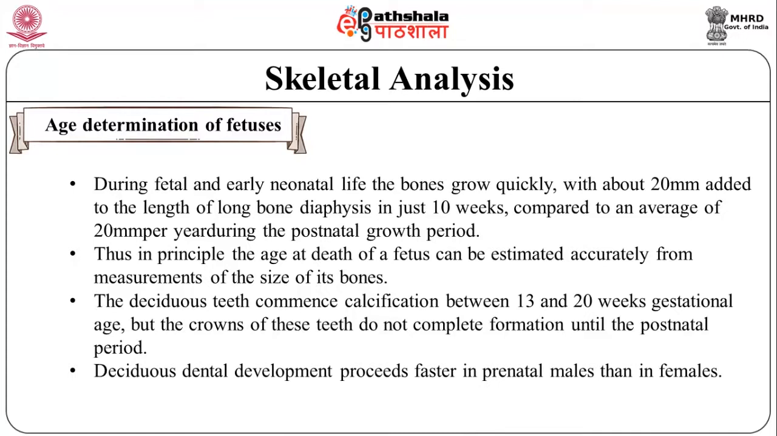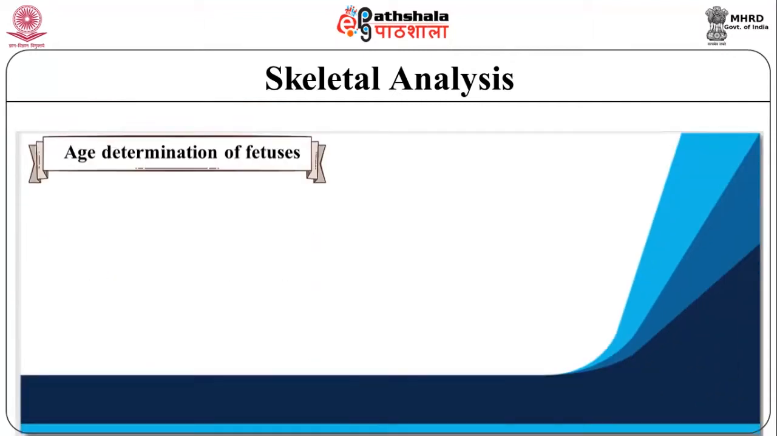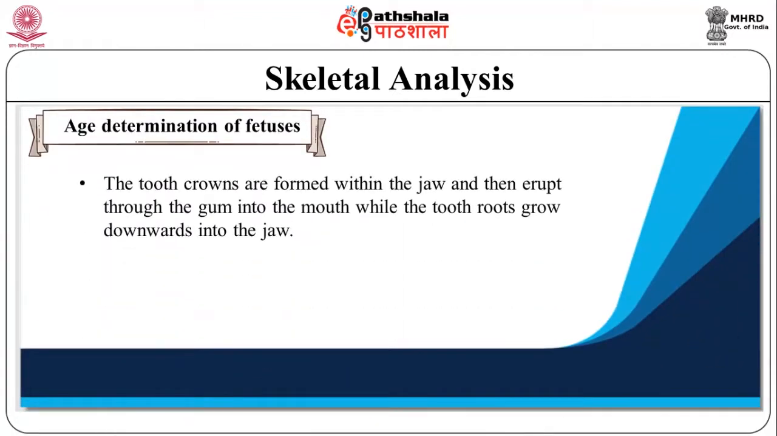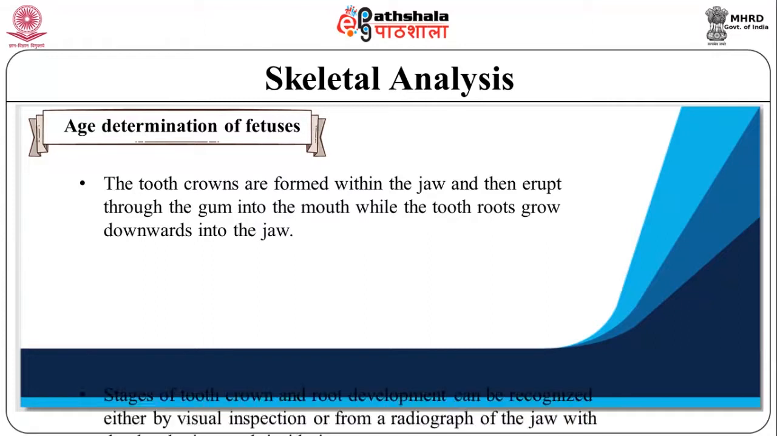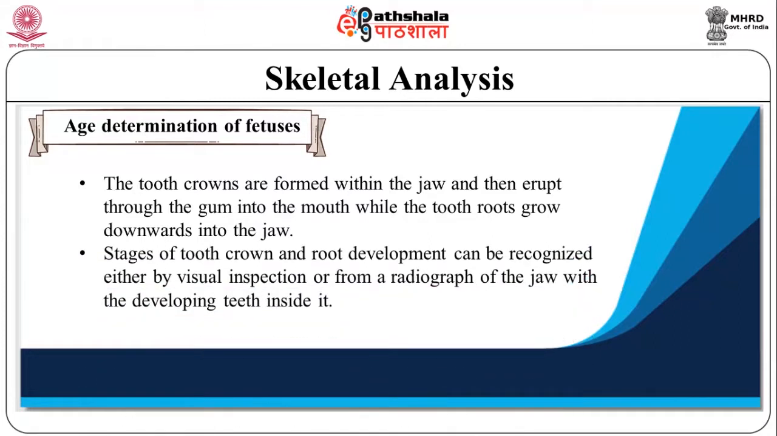Deciduous dental development proceeds faster in prenatal males than in females. The tooth crowns are formed within the jaw and then erupt through the gum into the mouth, while the tooth roots grow downwards into the jaw. The stages of tooth crown and root development can be recognized either by visual inspection or from radiographs of the jaw with the developing teeth inside it.